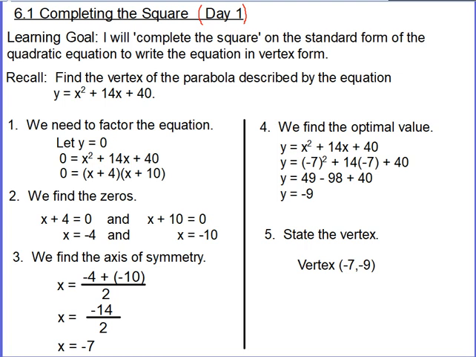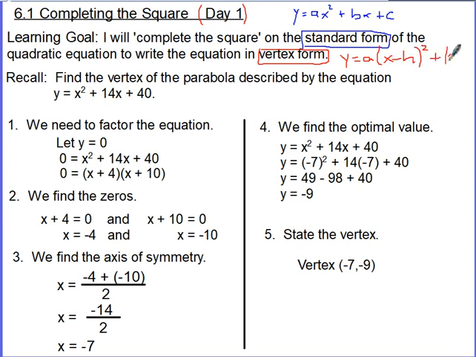So our learning goal today is we're going to learn how to complete the square. And what this will do for us is it'll change quadratics that are in standard form into vertex form. So standard form being y equals ax squared plus bx plus c. That's standard form. And then vertex form, remember that? Vertex form is y equals a bracket x minus h squared plus k. That's a k. Okay. Lovely.